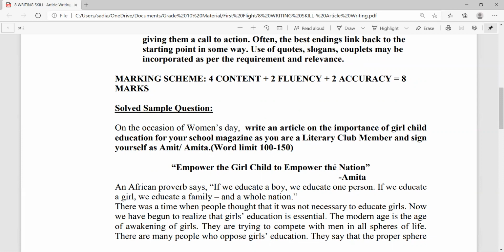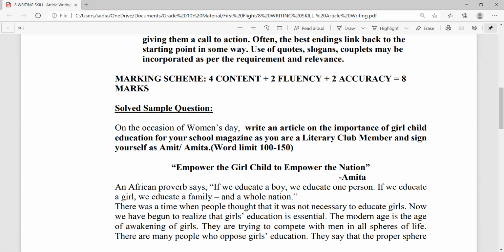Empower the girl child to empower the nation. This is the title, but you need not put single quotes around it. Amita can be in the center, comma, student of grade 10. An African proverb states that if we educate a boy, we educate a person. If we educate a girl, we educate a family and the whole nation. The single quote closes over here. You can bring this quote right in the center, indenting from either side.